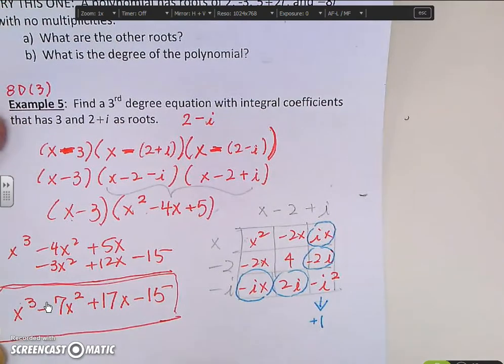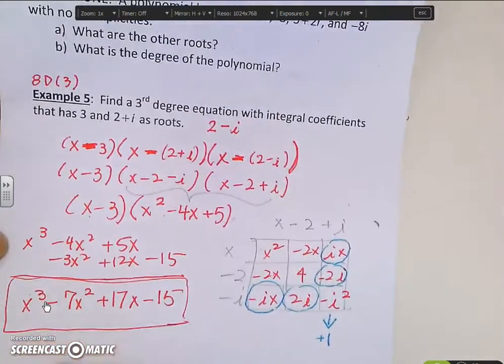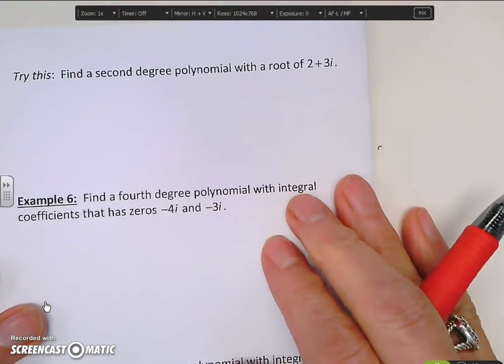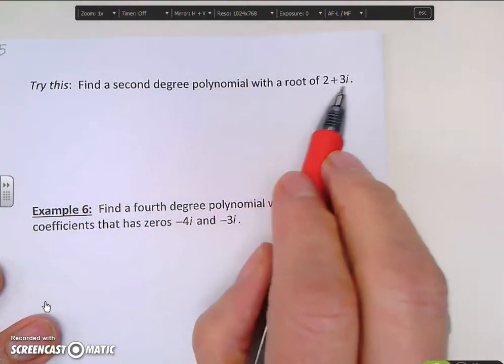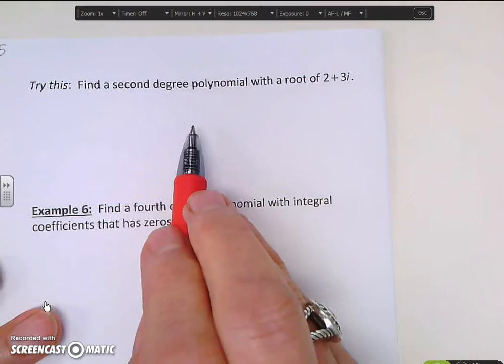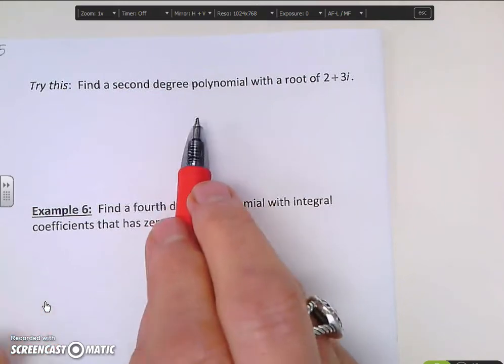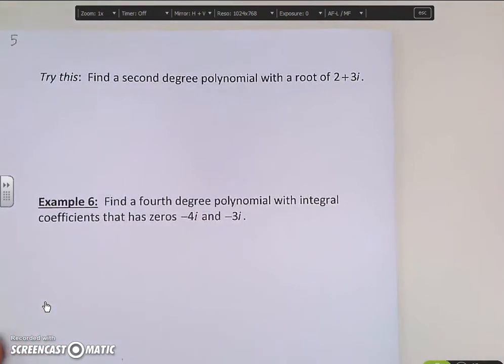All right, so I believe it's time now to stop that video and give this a try on that next spot. So this time you'll be finding a second degree polynomial with roots of 2 plus 3i. So give it a try. It may not be easy, but at least give it a try and see what you get. So stop that video before we go to the next one.